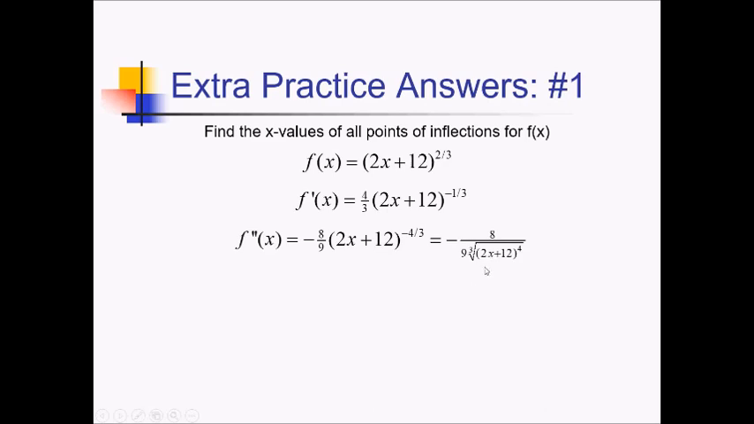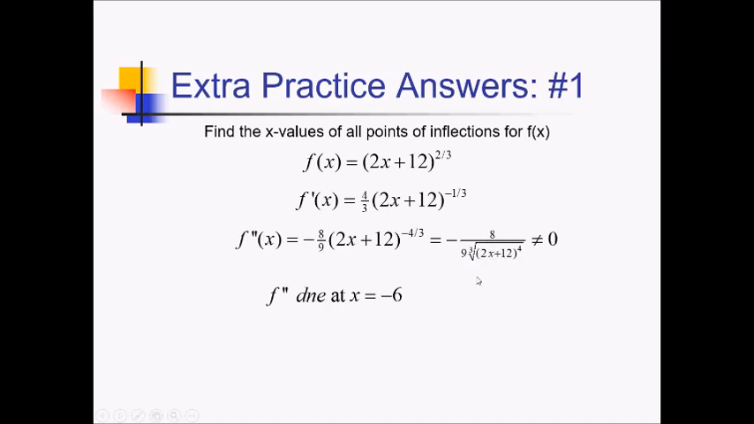So in terms of critical values, since I have a constant numerator, there's no way to make this thing equal 0. However, I can make this undefined. F double prime does not exist if x equals negative 6, because that would zero out the denominator. We don't have to worry about taking roots of negatives because we have an odd root, but 0 in the denominator, that's still a thing.